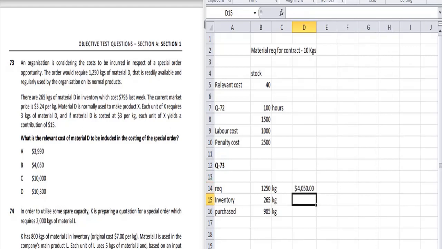Now you might be wondering why I didn't consider the material which is already in the inventory. Why don't I just take the relevant cost, like the 3 per kg and 15 contribution, as a relevant cost for the material which is already in the inventory? Because I told earlier, if the material is readily available or regularly used by the organization, in that case our relevant cost will be the current market price. That's why whatever material we will require will be multiplied by the current market price.